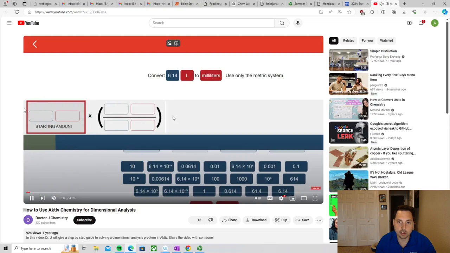This is going to be kind of what it looks like. Our homework platform is going to have a problem for us to solve. It'll say something along the lines of convert this specific volume to a different unit using the metric system. And you'll have a starting box, and then you'll have these fraction bars, and you can add fraction bars, and you can drag numbers, and there's a whole bunch of different answer choices, and it's going to really force you to learn it properly.